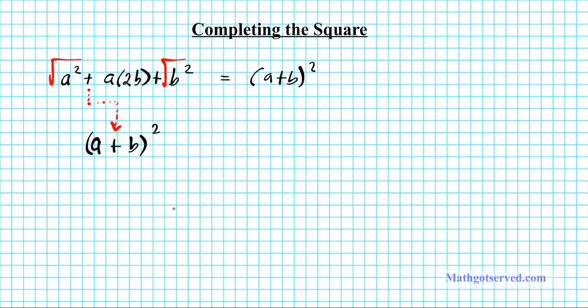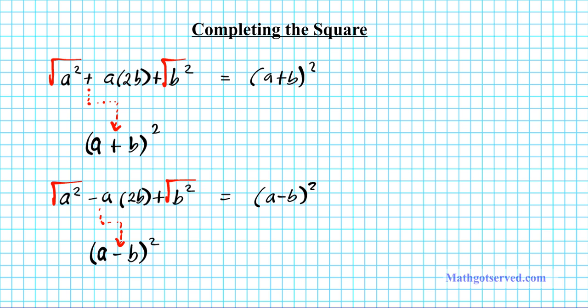Okay? Let me show you another perfect square trinomial, a squared minus a times 2b plus b squared. Now, what's the factored form of this? Applying this same procedure, you take the square root of the first and the last term. This is a shortcut. Bring down the middle sign, and then the factored form will be a minus b quantity squared. So we can see that the factored form of this perfect square trinomial is a minus b quantity squared.